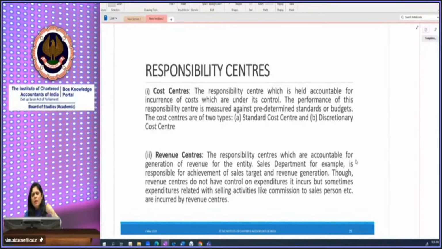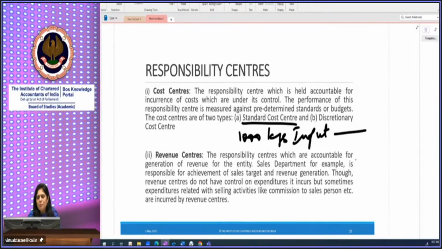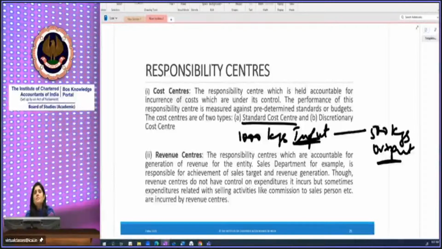Clear? So two types of cost centers are there: standard cost center and discretionary cost center. So production department, inventory department, they are standard cost centers. Everything is set. Let me explain this way. If 1000 kgs of input are going into the process, 500 kgs of output should be measured. So standard cost center means when input is specified and output can be measured. So when there is a cost benefit or outcome that can be measured, that is a standard cost center.